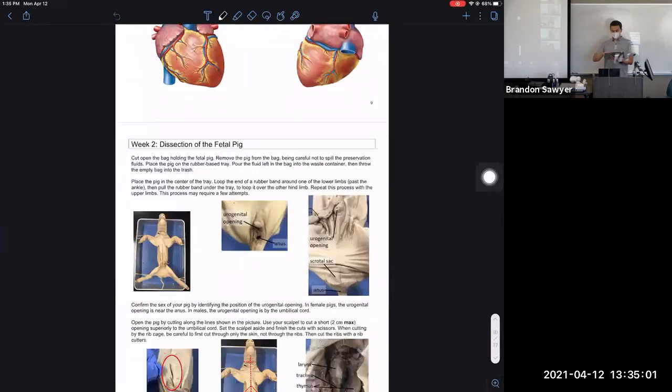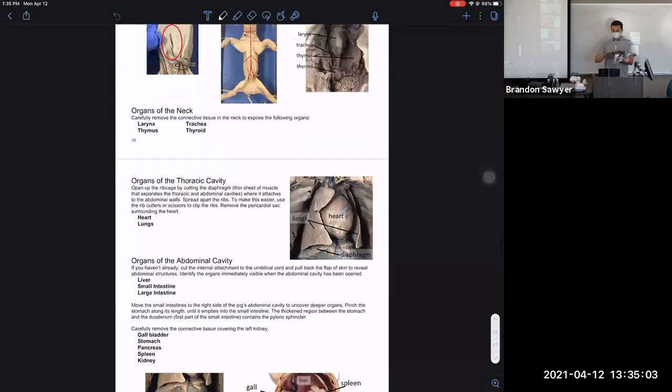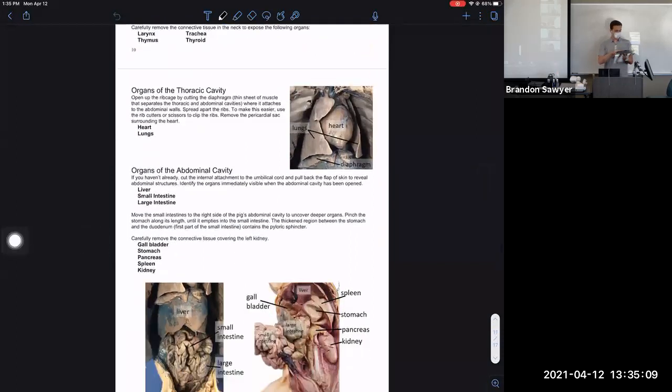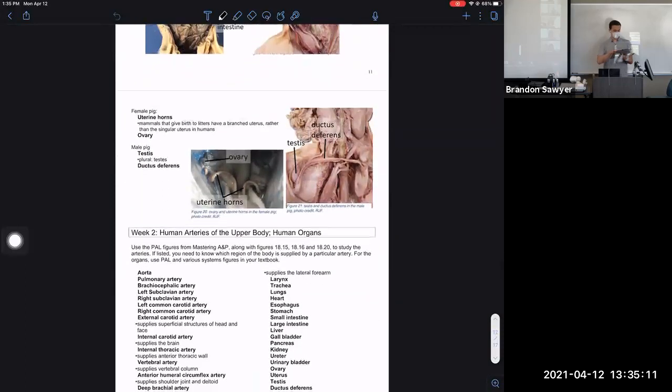And then the organs of the fetal pig. Those start here. These bolded terms here are the organs that you need to know, all the way down here, ending down there for the fetal pig organs.